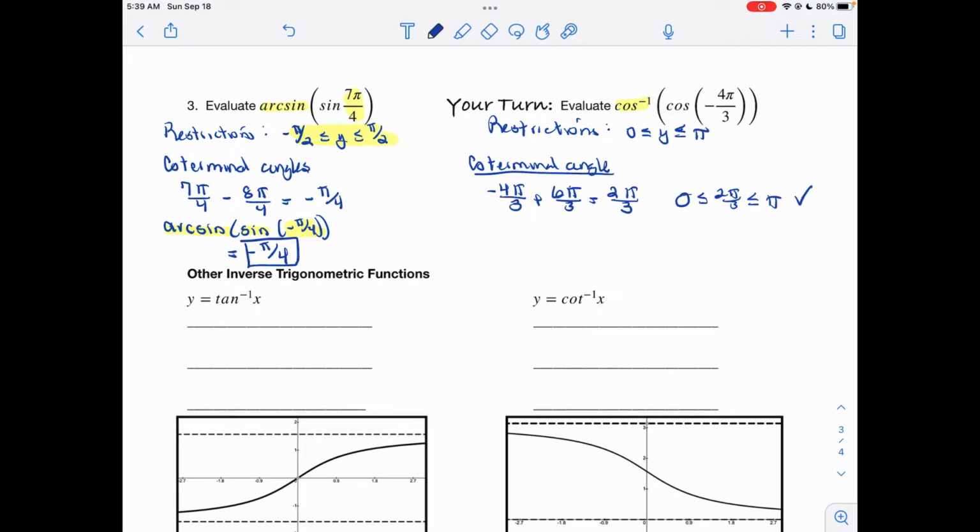And so what I'm going to do here is rewrite this equation as the cosine of its coterminal angle. And I can do that because coterminal angles have the same measurements. And then it's just simply 2 pi over 3.